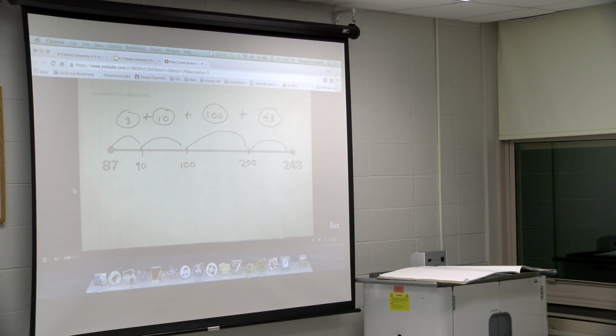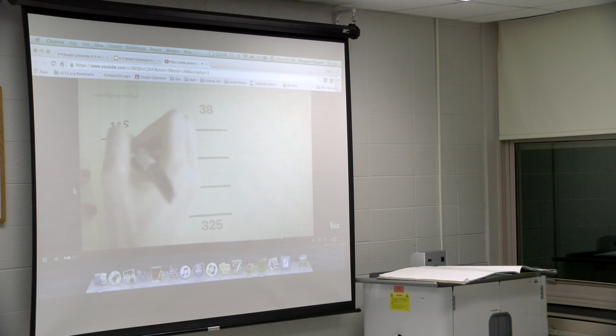There's another method called the counting up method, and this is also for subtraction. Count up from 38 to 40. Then from 40, you want to go up to the next big round number, which is 100. Then you need to go from 100 to 300, and then from 300 to 325. So that's the distance between 38 and 325, are these numbers that I've circled.